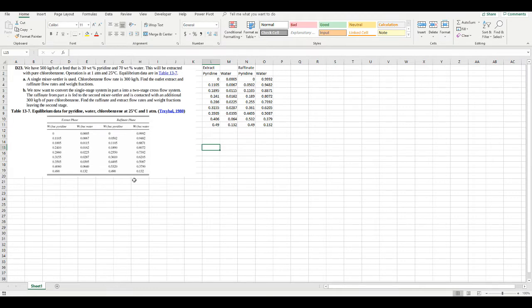Now we have the equilibrium data here, and for the first part, a single mixer-settler is used, and what this means is essentially we're using a single stage operation. We also have the chlorobenzene flow rate.